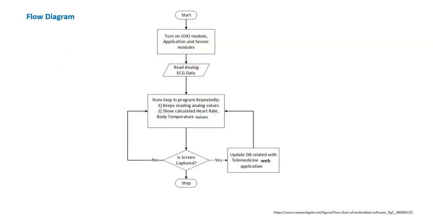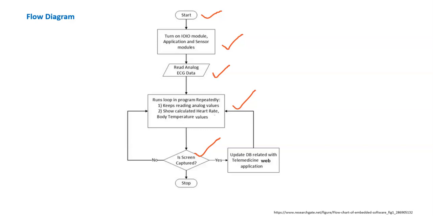Like here, there is a start of the program, then turning on some module. So this is the rectangle which shows up process, and next let it is reading analog ECG data, and then again there is a process of running loop and so on. After that there is a conditional block. The diamond shaped block is actually used for condition. So different shapes in flowcharts are for specific purpose.